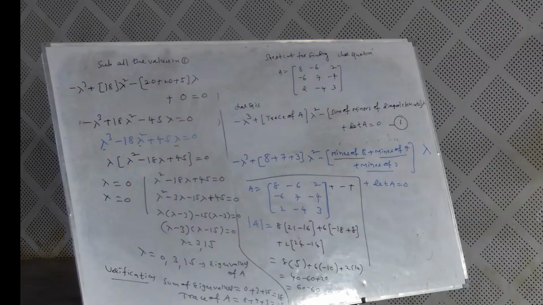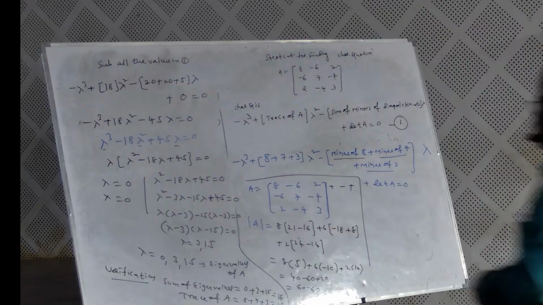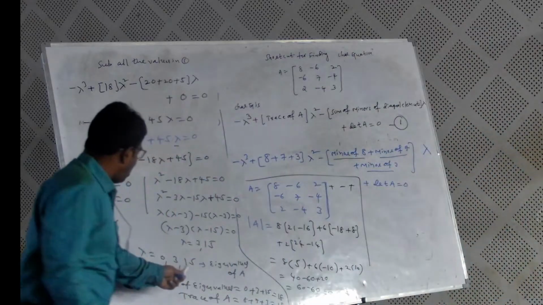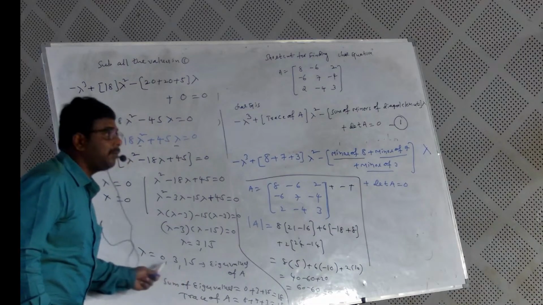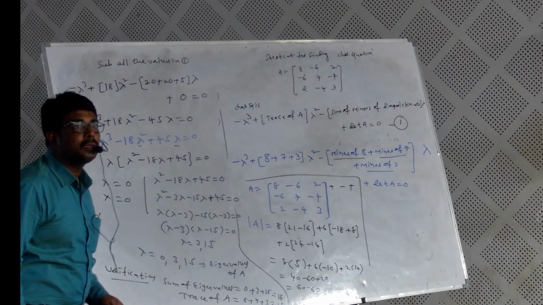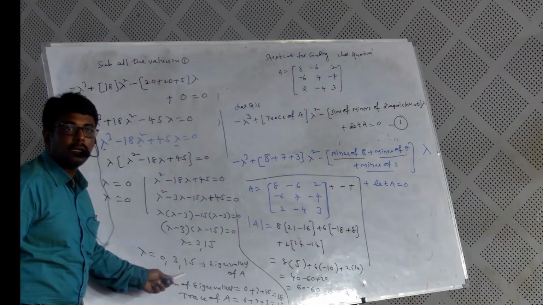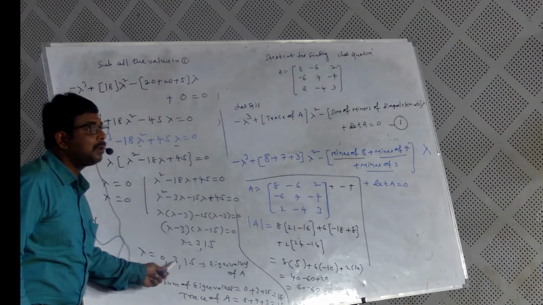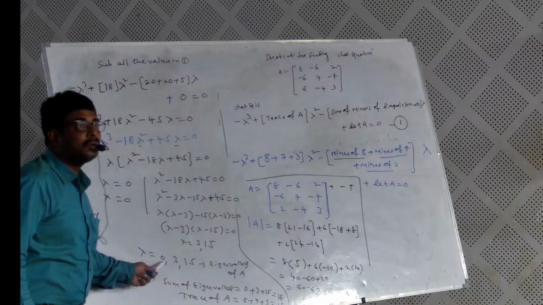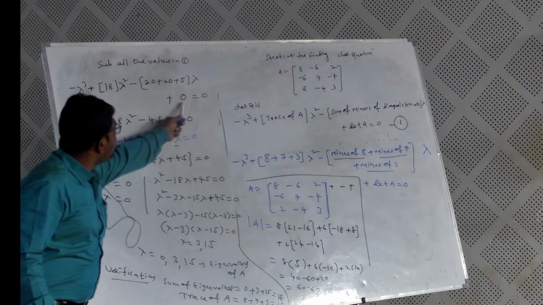Sum of the eigenvalues equals trace. And there is also another formula to verify: product of the eigenvalues equals determinant. All of you, can you please multiply these three? 15 into 3, 45, into 0. What is the determinant of the matrix?